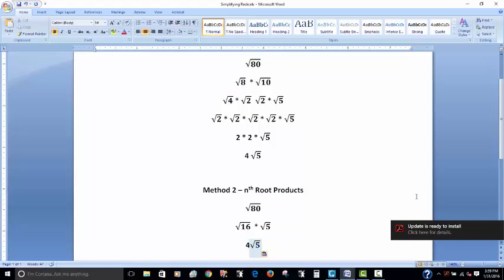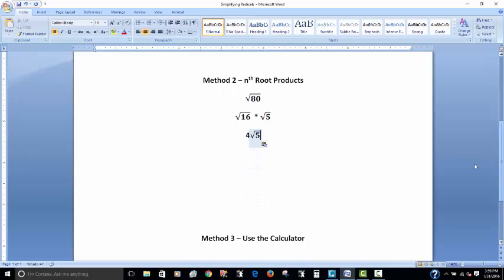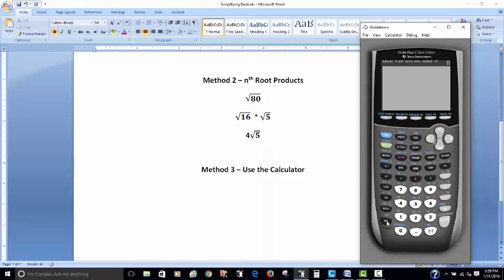Then I have one more method that I'd like to show you, which is simply using your calculator, your graphing calculator, TI-83 or TI-84. So if I turn my calculator on and go to y equals, since this is the square root of 80, what I'm going to type in is 80 divided by x squared, because I want to know what the square root of 80 is, right? Now, what I'm going to do is hit second key, table.